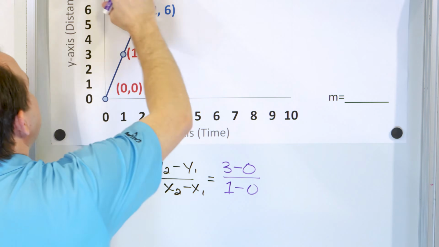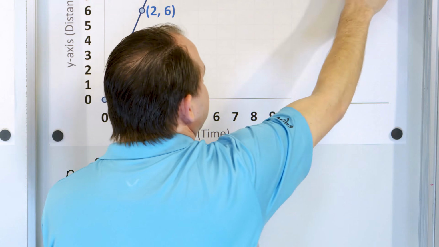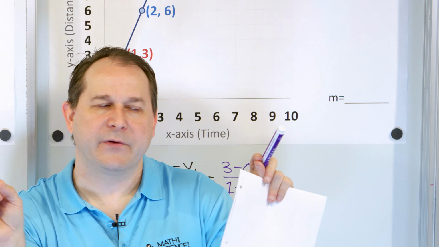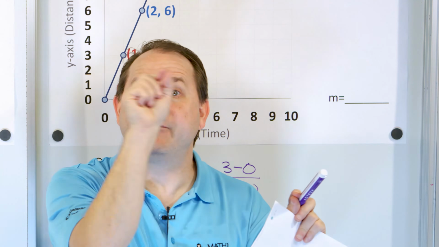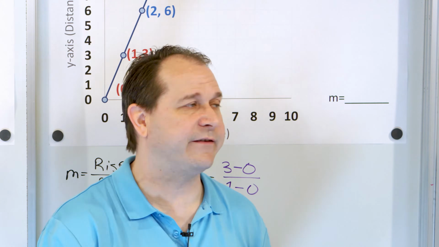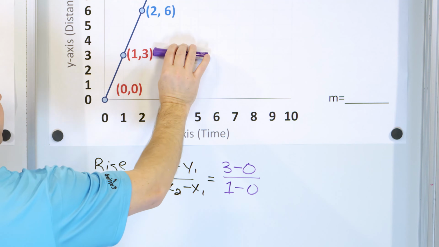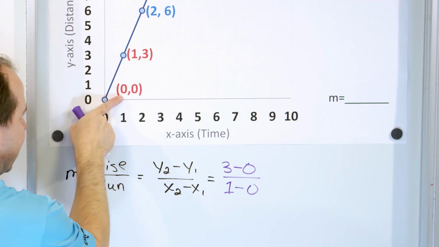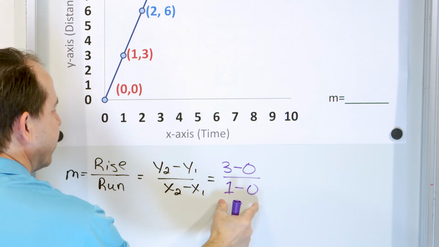Now, the one gotcha that you have to be careful about when you calculate slope is that whatever direction you do the subtraction, y2 minus y1, you have to do the same direction of subtraction for the y coordinate and the x coordinate. So here I'm basically saying this is point number 2, so it's 3 minus 0, and then this has to be 1 minus 0. You have to do the subtraction in the same direction.